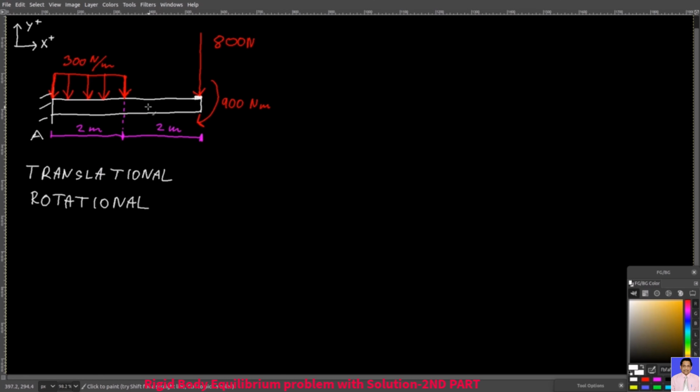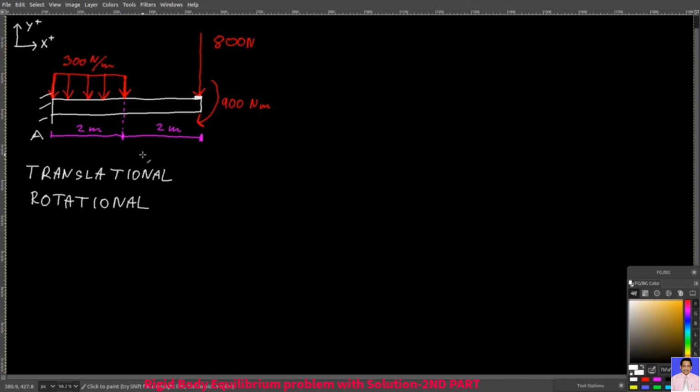You can neglect the weight of the beam. And so your task now is to identify and find the reactions at point A. Good luck. Try doing it yourself first and then see the solutions in the next video.